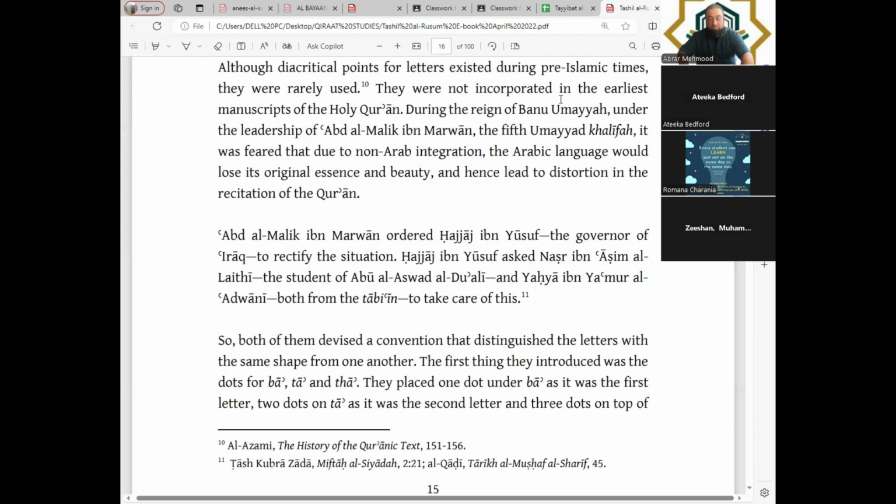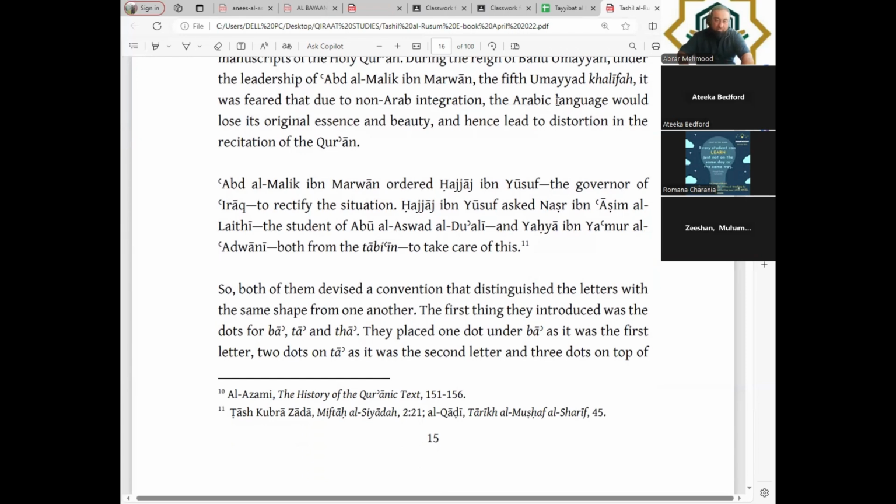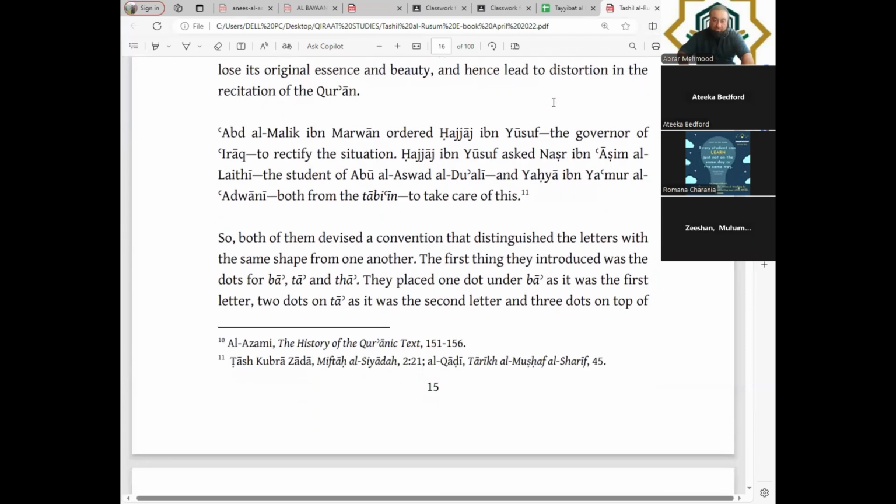Hajjaj ibn Yusuf asked Nasr ibn Asim al-Laythi, the student of Abul Aswad al-Du'ali, and Yahya ibn Ya'mur al-Adwani, both from the Tabi'een, to take care of this. So, both of them devised a convention that distinguished the letters with the same shape from one another.